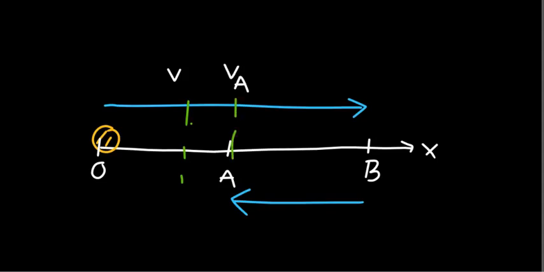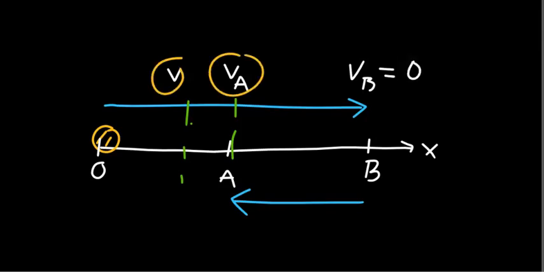Let's call it vA. And then as it moves along and gets to point B, before it reverses its direction, it has to come to a complete stop. So at that point, the speed is quite simply 0. Such speeds are known as instantaneous speeds. They describe speeds at a particular point. For example, vA is speed when the object is at point A, vB is the speed when the object is at point B, and so on.